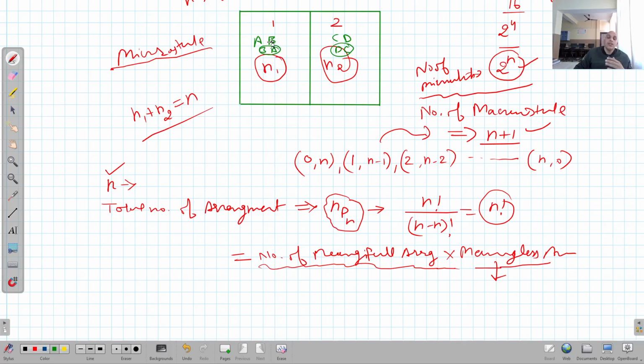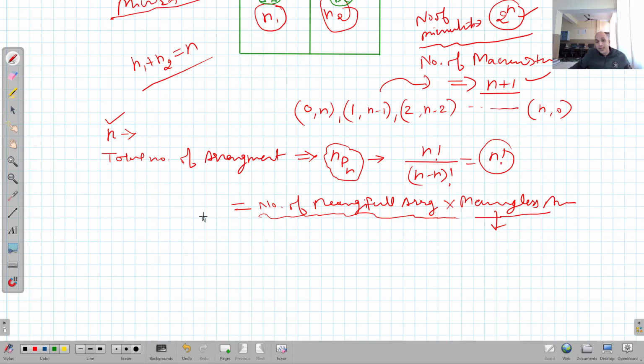It means the arrangement of these n1 particles among themselves is meaningless. Similarly, the arrangement of n2 particles among themselves is meaningless. The arrangement of n1 particles among themselves means n1 factorial. Similarly, the arrangement of n2 particles among themselves is n2 factorial. So the total number of meaningless arrangements is obtained by multiplying these with each other.